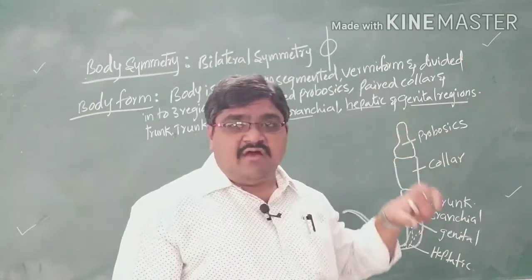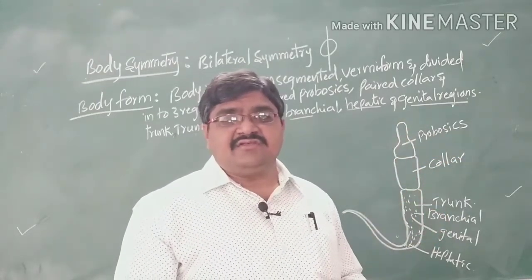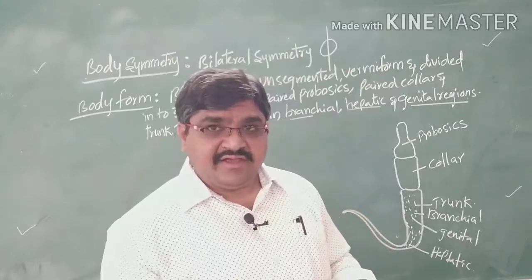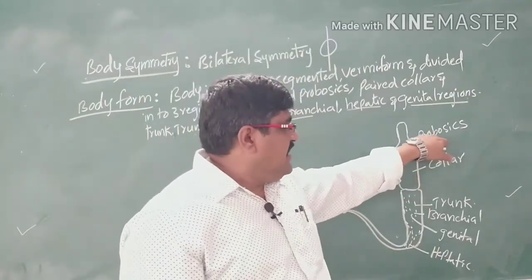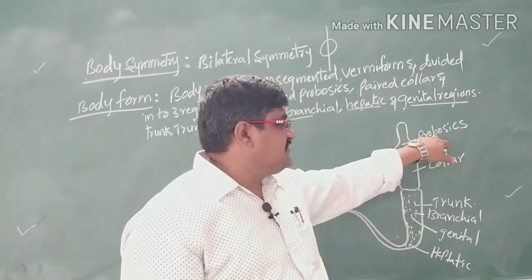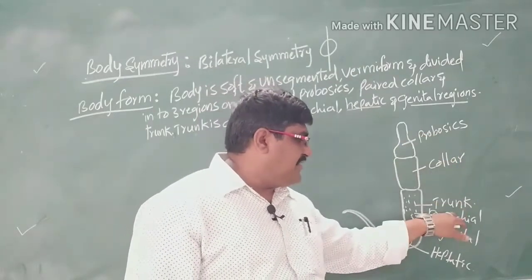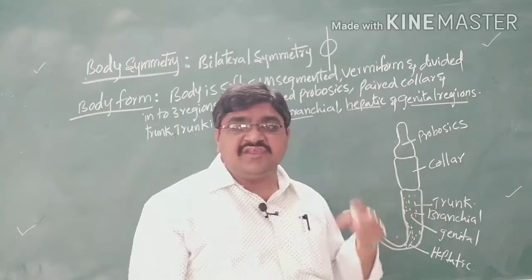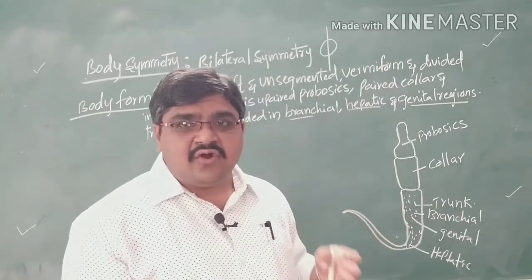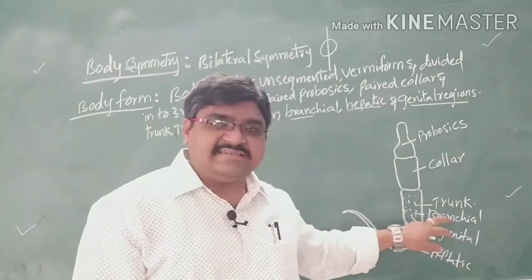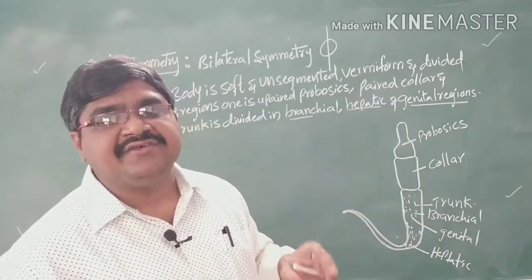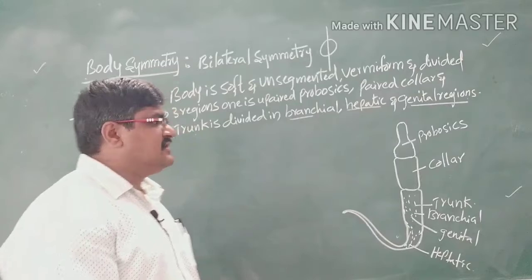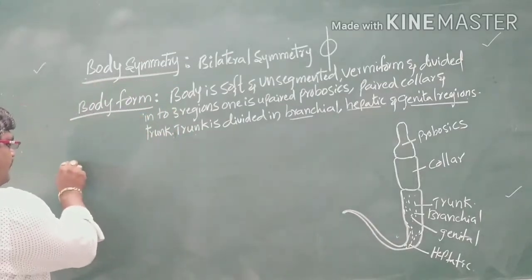The body is soft and it is unsegmented. It is not divided into segments, and it is vermiform. Here it is divided into 3 regions: proboscis, collar, and trunk. Again the trunk is divided into 3 regions. One is called the branchial, the second is called the genital, and the third is called the hepatic region.